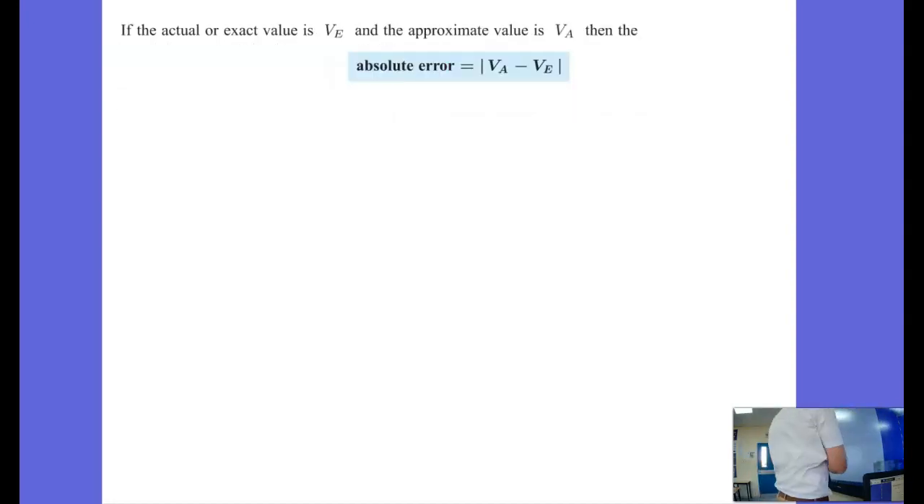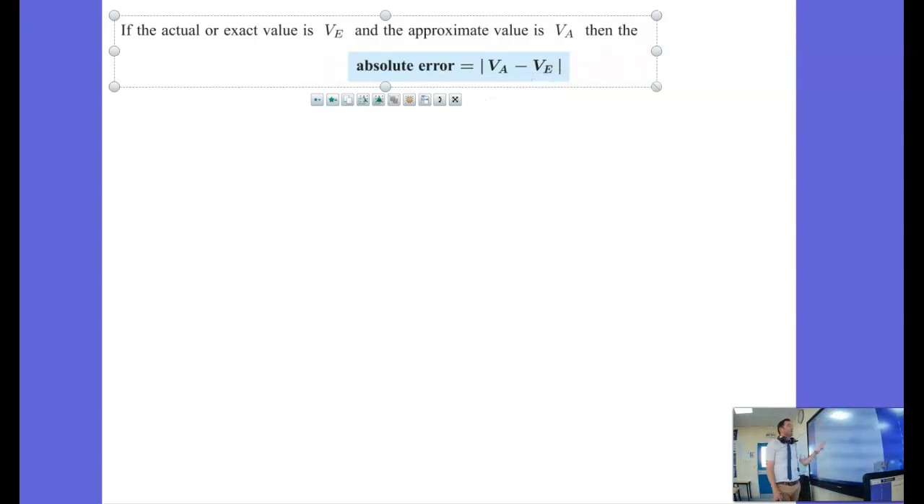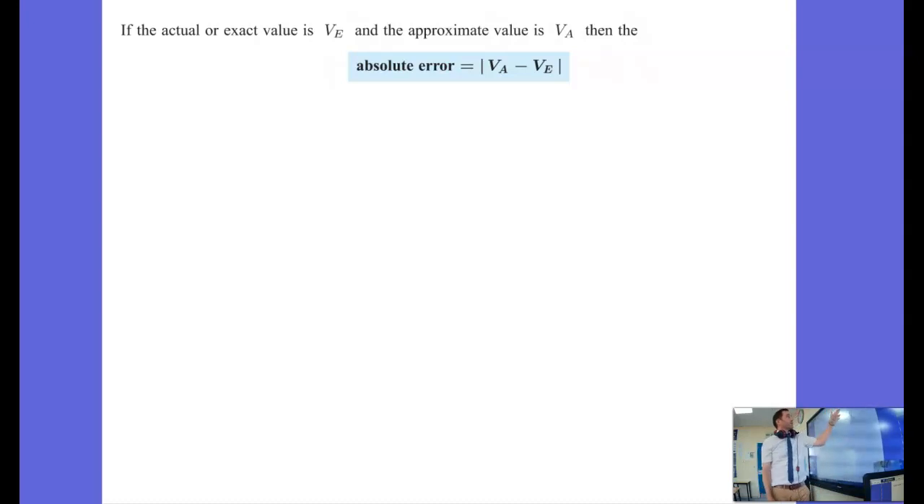Let's have a look at the formula for this. The actual or exact value we could call VE for exact, and the approximate value we could call VA for approximate. Then the absolute error is the approximate value subtract the exact value, and then make it positive. That's what these two vertical lines mean, the modulus, which is to make something positive, pretty much.